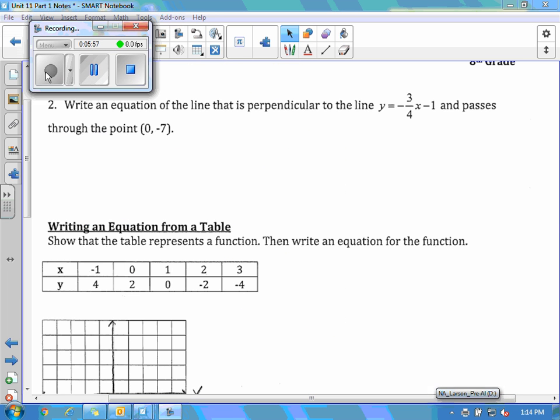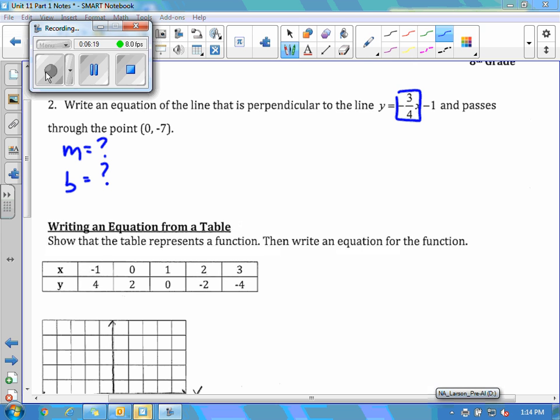On the back side, number 2 says to write an equation of the line that is perpendicular to the line y equals negative 3/4 x minus 1 and passes through the point (0, negative 7). So again, we need to figure out what our slope is, and we need to figure out what our y-intercept is. If you look at the original equation, the slope is negative 3/4. Since we're doing a perpendicular line, we need the negative reciprocal. So reciprocal means I flip it to 4/3, and we want the negative reciprocal, so since it's already negative, my new slope is going to be positive.